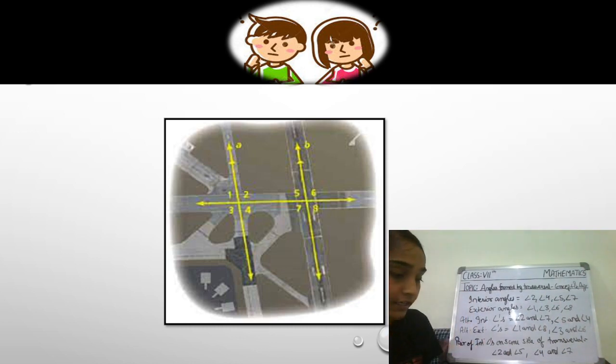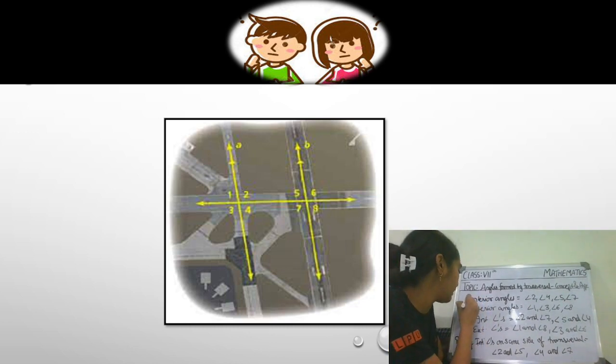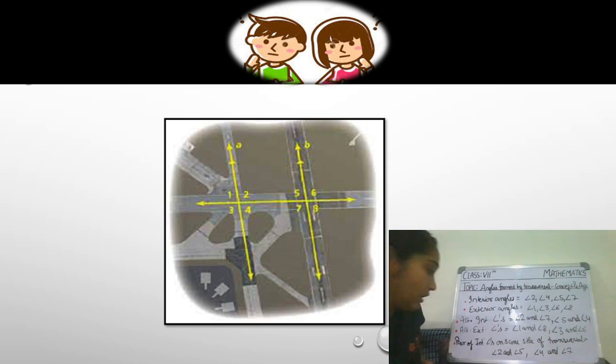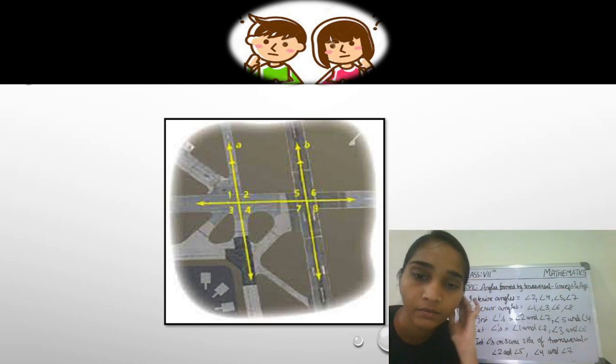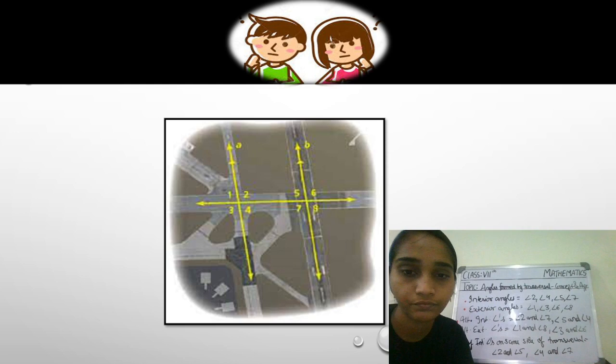Yes, so we have identified a few of the angles for this diagram, which are the interior angles, exterior angles, the alternate interior, alternate exterior, and the pair of interior angles on the same side of transversal. Very good. So students, now can we proceed further?